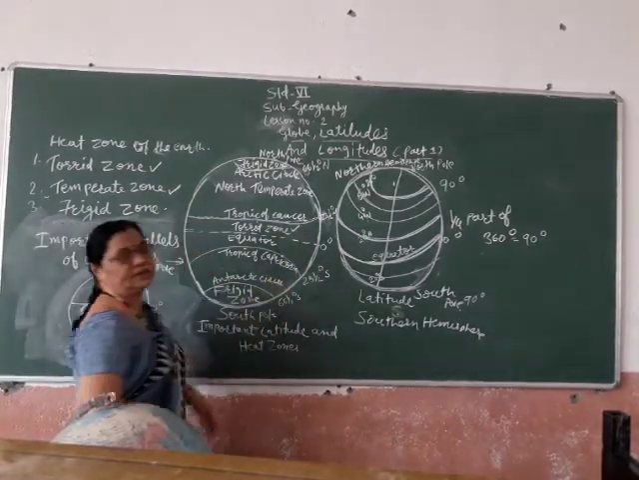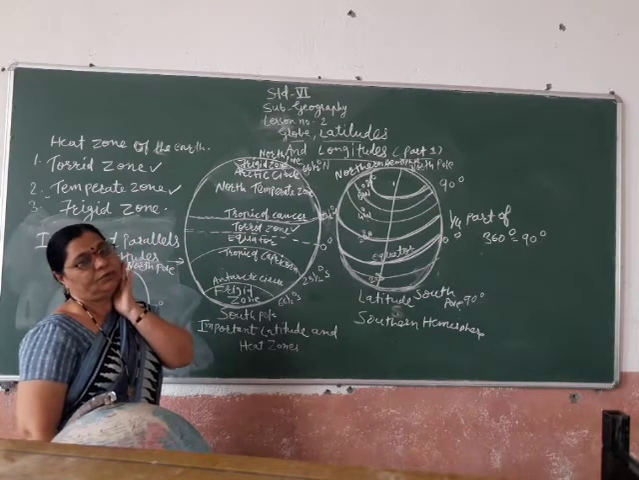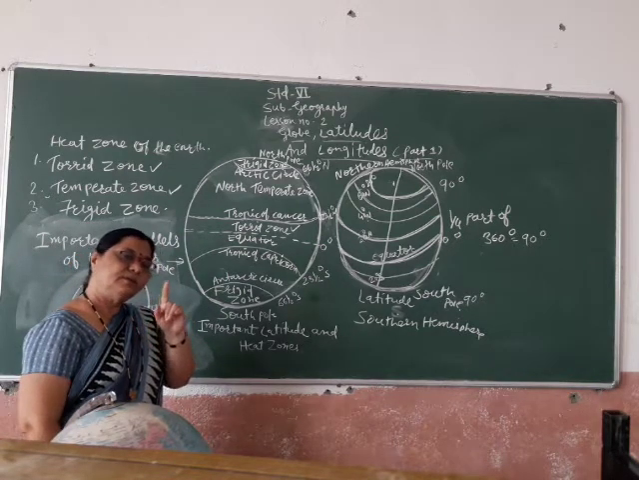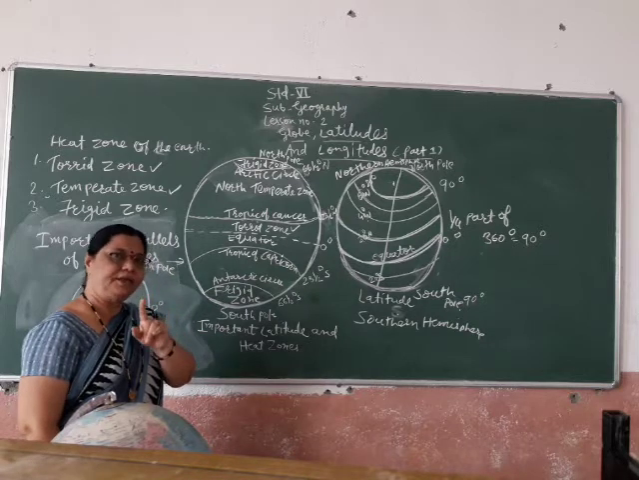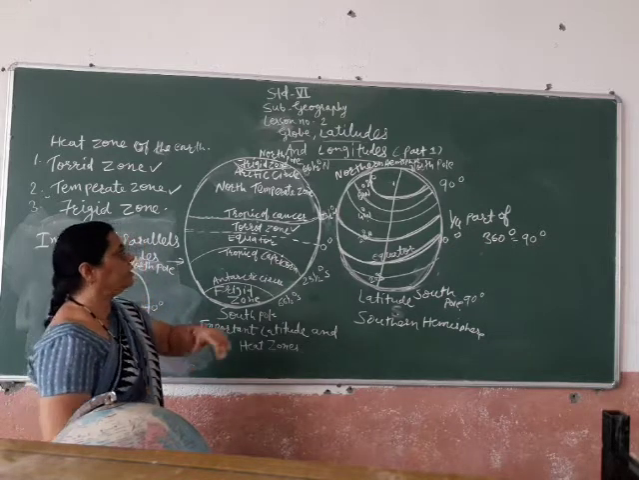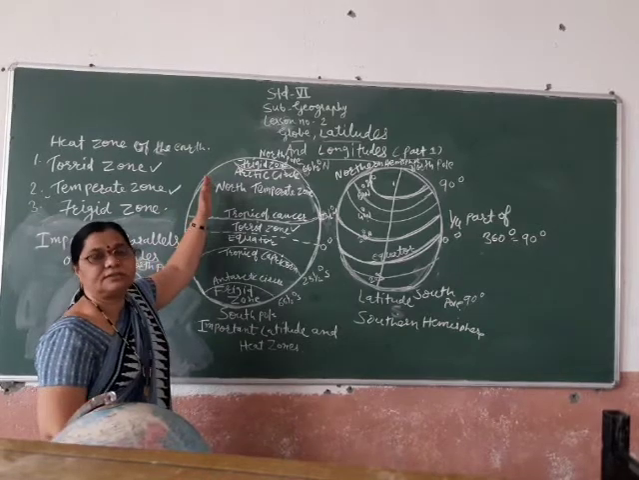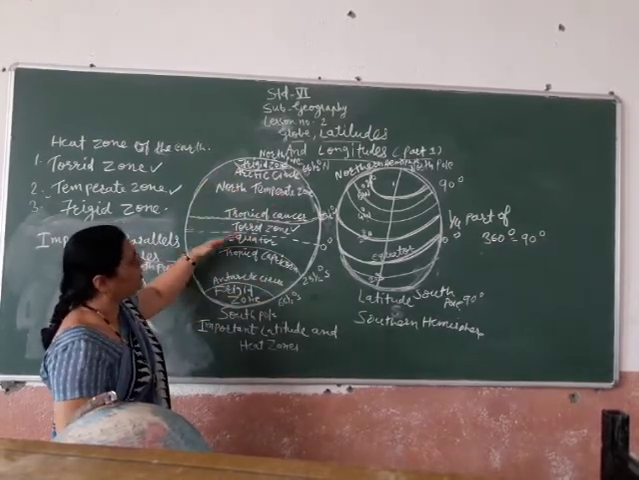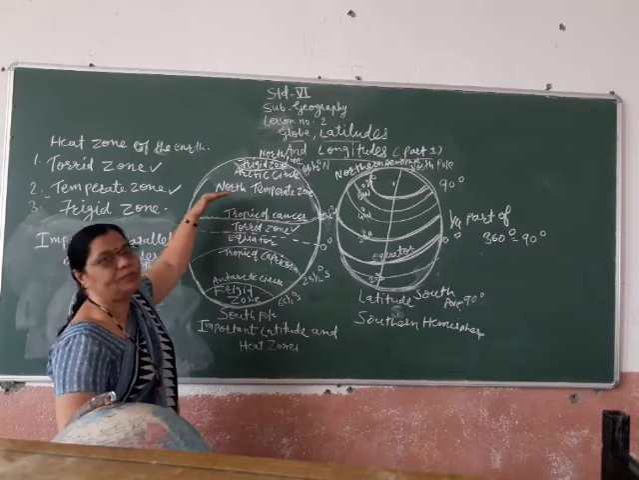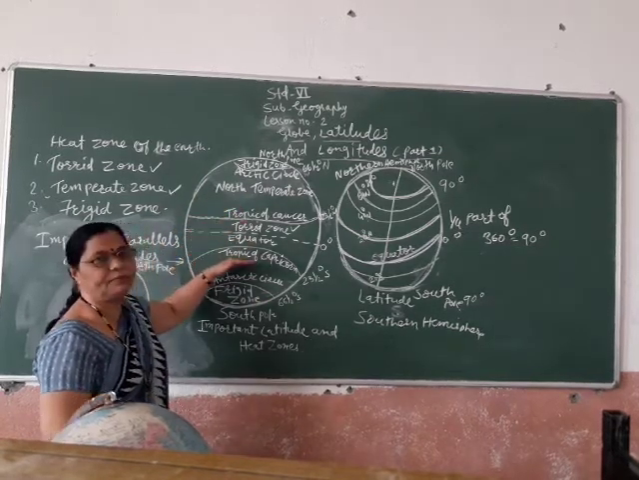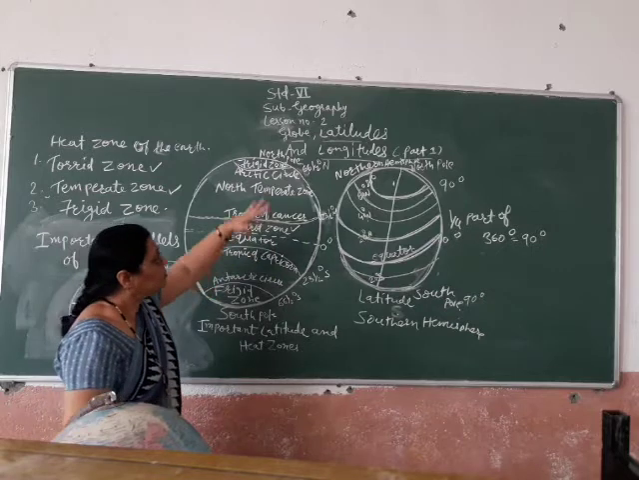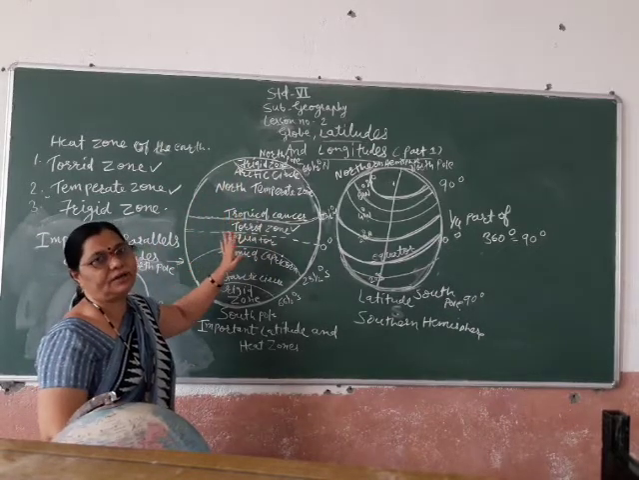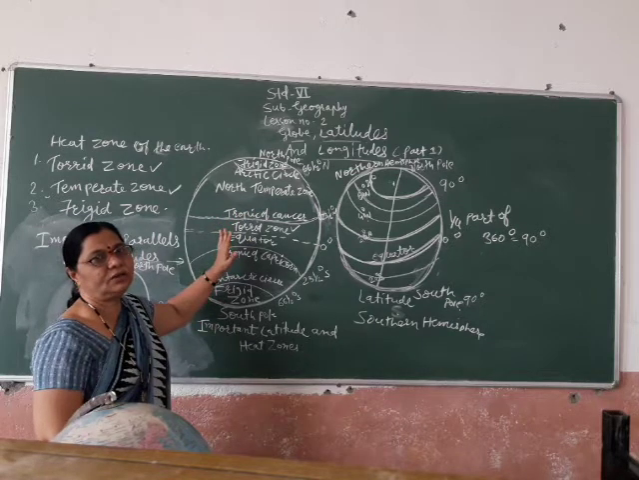Whenever the sun comes overhead once in a year, and the sun rays spread over all the latitudes including the Tropic of Cancer and the Tropic of Capricorn, and there is too much heat, means maximum heat there, that is called the torrid zone. Understood what is meant by the torrid zone?